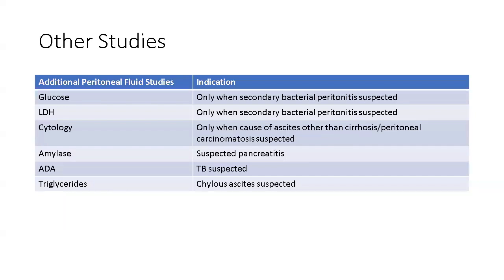And then I put these on here. There's a longer list than what's here about when you should send other things. Again, it's really if you have a suspicion for something like secondary bacterial peritonitis, sometimes bowel perforations, infection, things like that, or you're going to send a glucose and LDH, and cytology for malignancy. Amylase is associated with pancreatitis. Adenosine deaminase in tuberculosis, and triglycerides if you think it's chylous, but usually you'll have other reasons that you're suspecting these things.